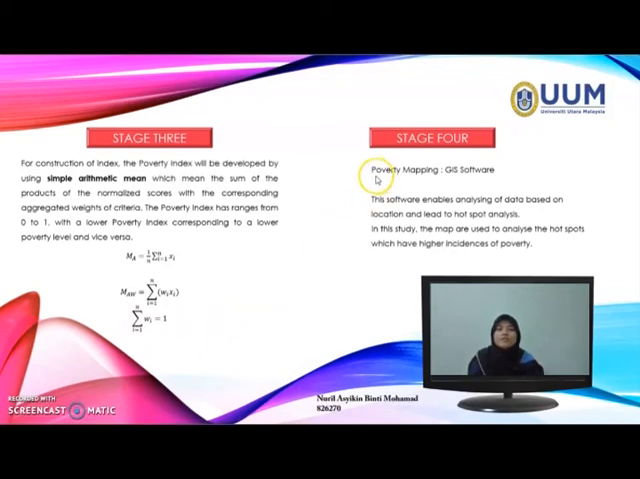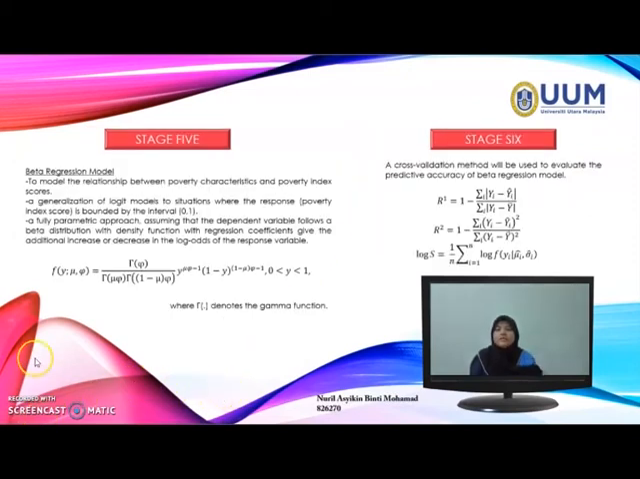Okay, next we move to the fourth stage, poverty mapping using GIS software. This software enables analyzing of data based on location and leads to hotspot analysis. In this study, the maps are used to analyze the hotspots which have a higher incidence of poverty in Kedah.